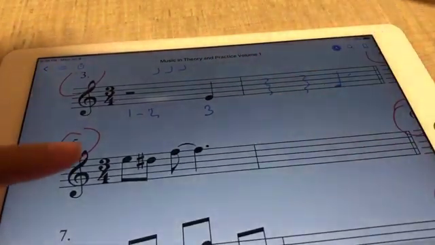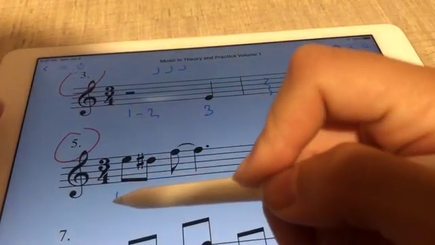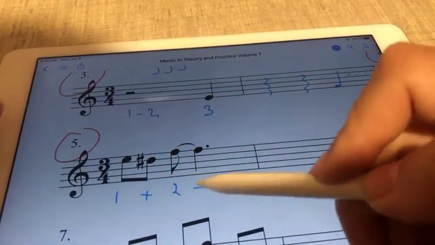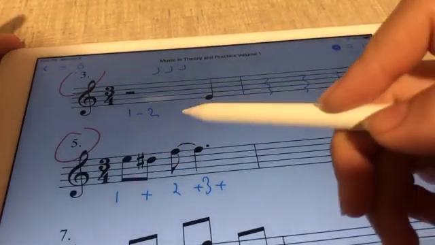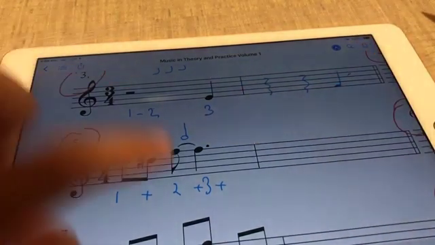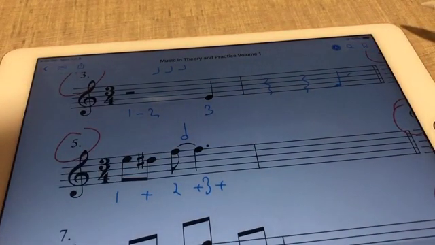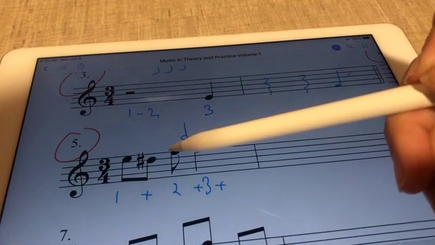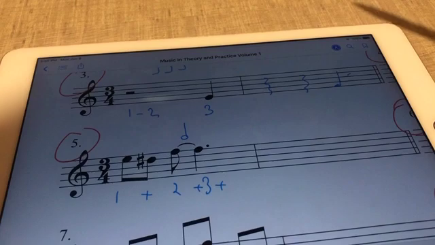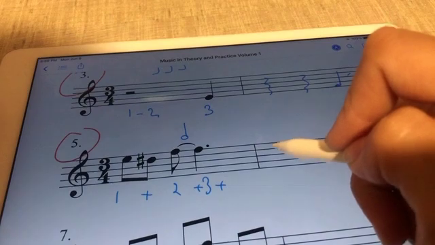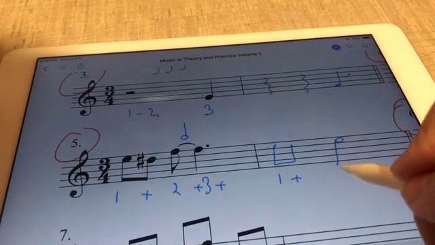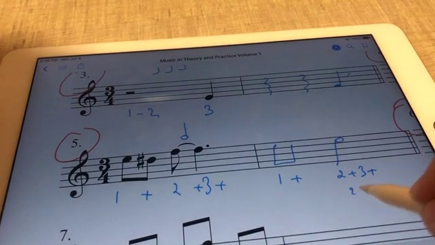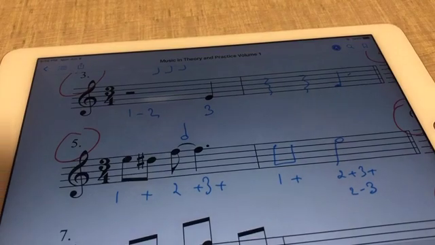Let's look at number 5. 3/4. I have here 1 and, 2 and, 3 and. And they're tied. So basically these add up to a half note. Why would I complicate myself and write them like this? Right? This is a note that has a value of 2 beats, and this is a note that has a value of 2 beats. So why would I complicate myself and write it like this? So this should very simply be 1 and, 2 and, 3 and, or just 2, 3. Basically, it's the same.